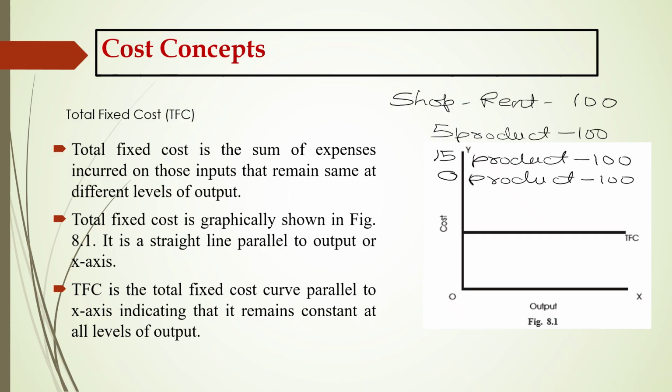That is why you can see in this graph, on the x-axis we have plotted output. Output means number of products. And on the y-axis we have costs. You see, the cost remains the same. The rent is 100, it will remain the same. If you produce 0 products, you still pay 100 as rent. If you make 5, you pay 100. If you make 50, you pay 100. So it remains the same, it does not change. So an example of fixed cost is the rent which we pay for a shop.